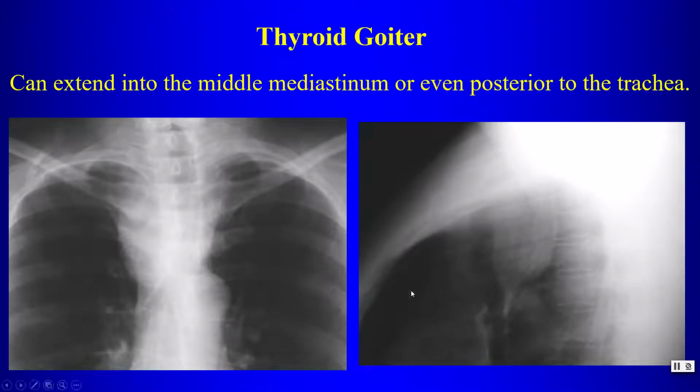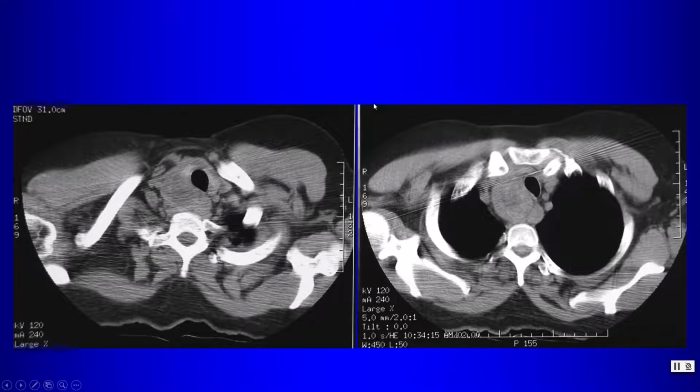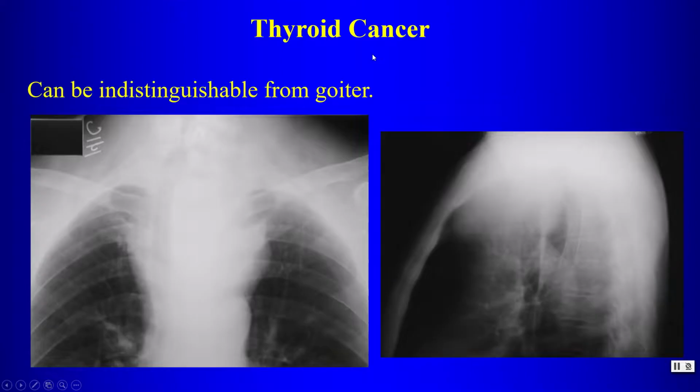So as we've said, these thyroid goiters can extend to the middle mediastinum behind the trachea, as in this example that we have already seen. This example of a thyroid mass here connects to the thyroid, extends down posterior to the trachea. Thyroid cancer can be indistinguishable from thyroid goiter.